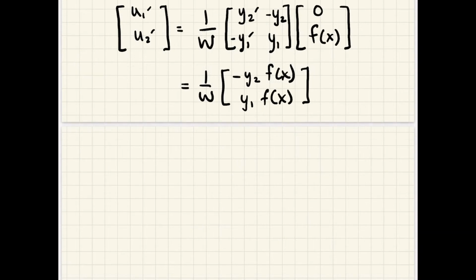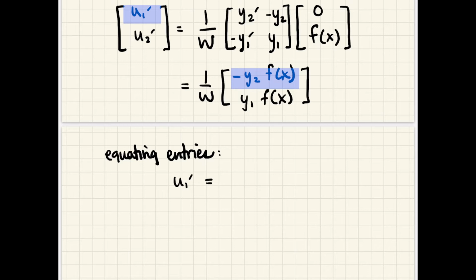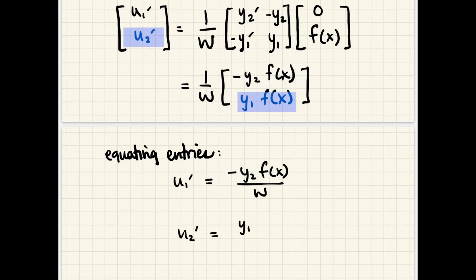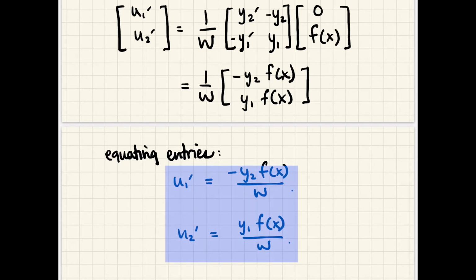And equating the entries, we get u1 prime is equal to negative y2 times f of x divided by the Wronskian. And we get u2 prime is equal to y1 times f of x divided by the Wronskian. Again, if you're rusty on your matrices, you don't necessarily need to follow everything that just happened, because we've got the result that we need now.